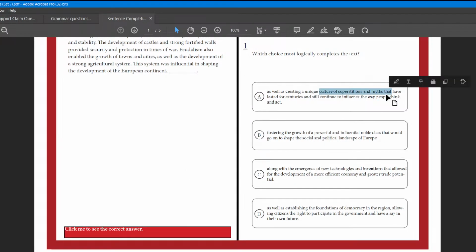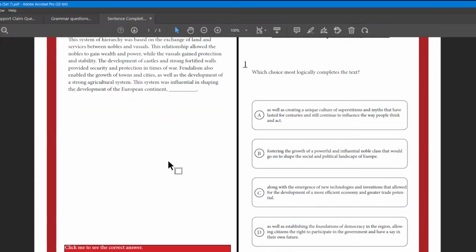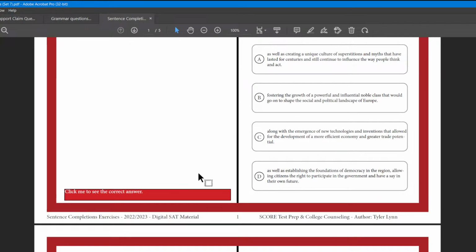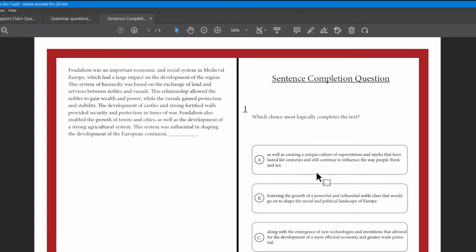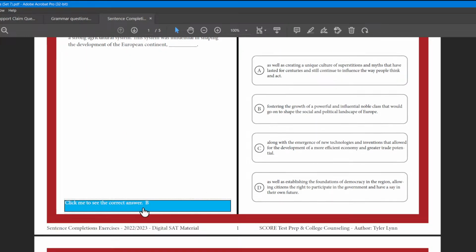So culture of superstitions. This is like a side note. This is not on topic enough. Fostering the growth of a powerful and influential noble class that would shape the social and political landscape. That could be good. Social was up here too, along with emergence of new technologies. I feel like that's not really what it was trying to talk about. Foundations of democracy. That's interesting. I don't see where that would come from feudalism, though. Feudalism was pretty exploitative if you paid attention in history class. So I'm with you guys. I think B makes sense.